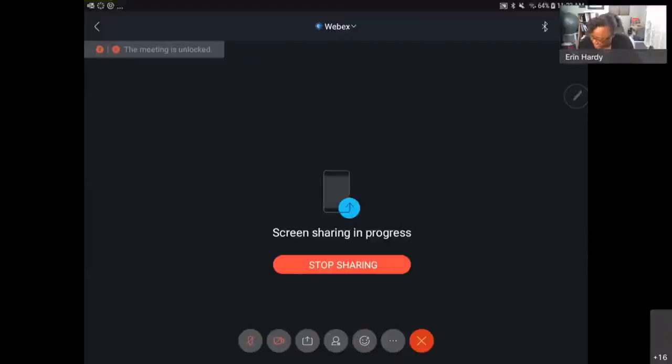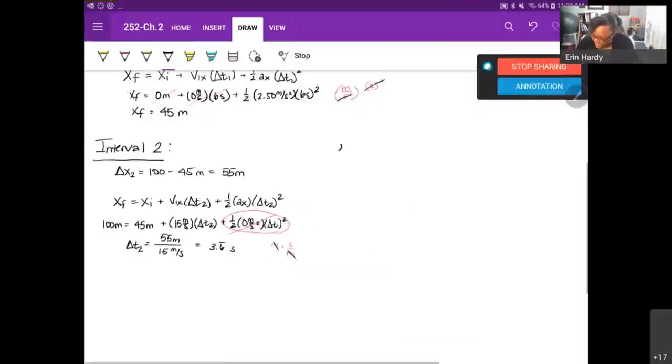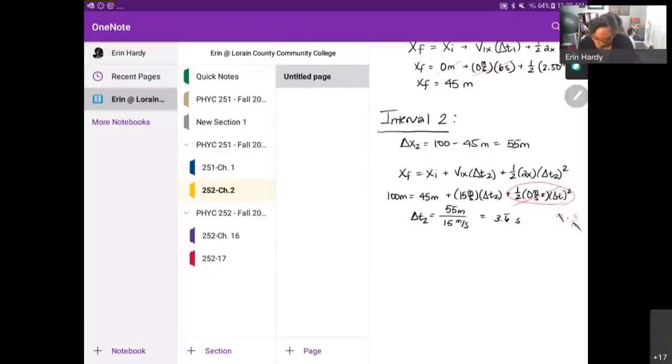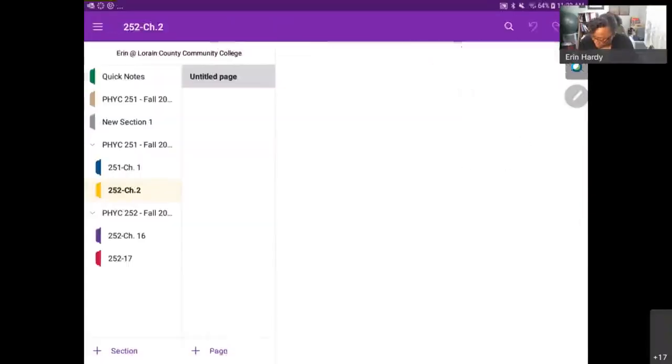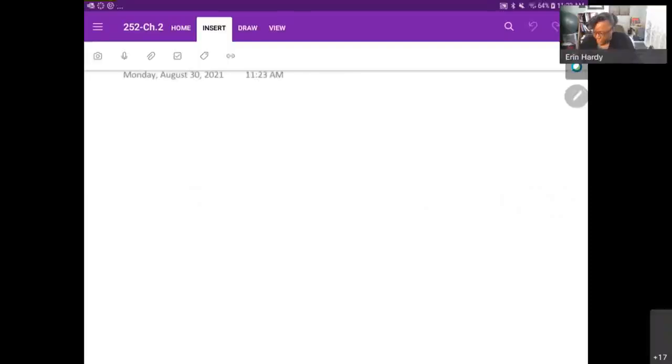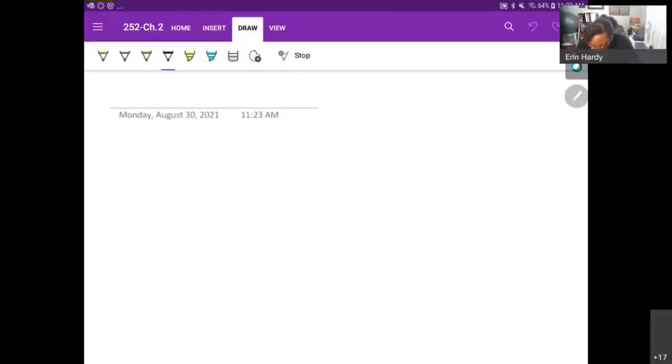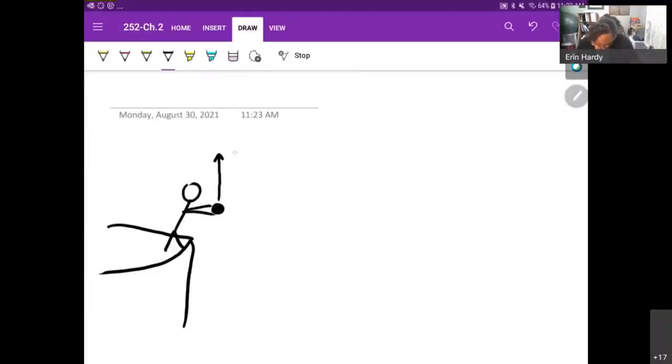that's great. Let's go back to OneNote. Okay, so new page here. So here is our basic scenario. Let's imagine, let's say this is our cliff. Here's our person. They throw a ball straight up in the air like this.